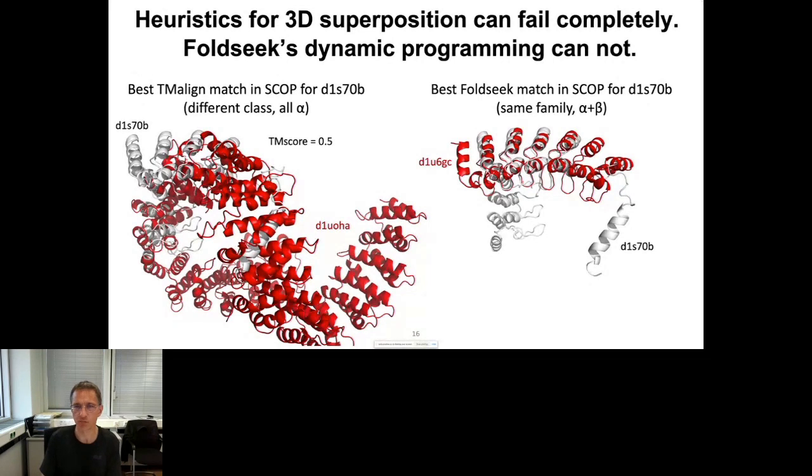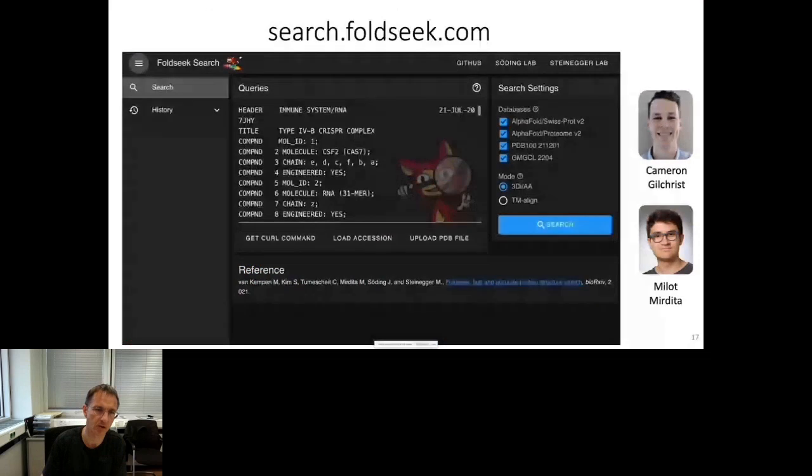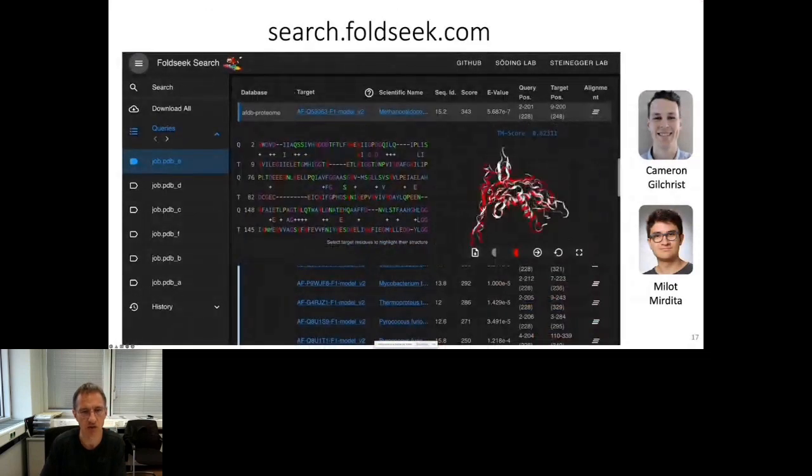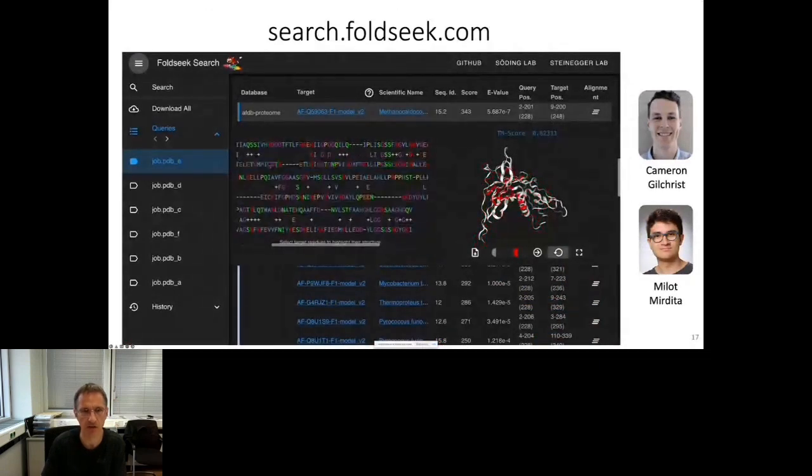Now, I just want to mention briefly that we have a web server where you can directly try the Foldseek algorithm out. It's at search.foldseek.com. You paste your PDB structure in, you get a list of results. You can click on any of the results, show the sequence alignment, show the structure. You can highlight parts of the structure in the alignment. So you see here now the highlighted part in red.